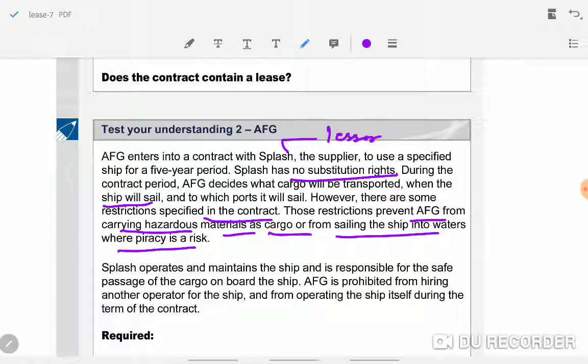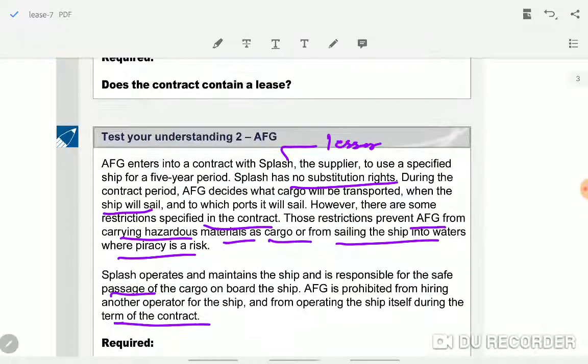Splash operates and maintains the ship and is responsible for the safe passage of the cargo on board the ship. AFG is prohibited from hiring another operator for the ship and from operating the ship itself during the term of the contract. Required. Does the contract contain a lease?